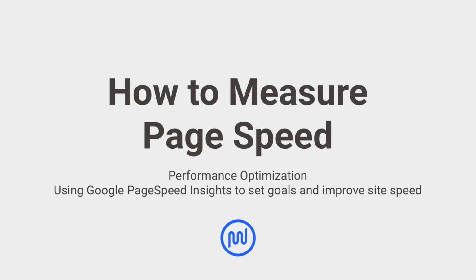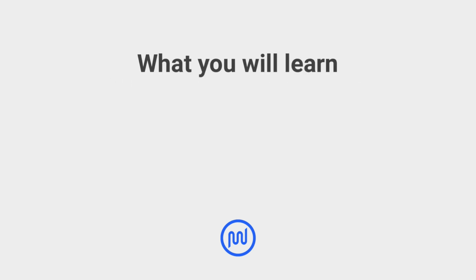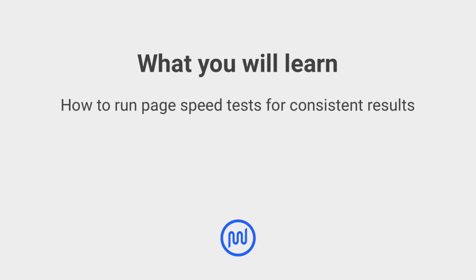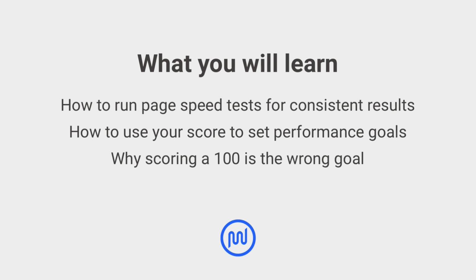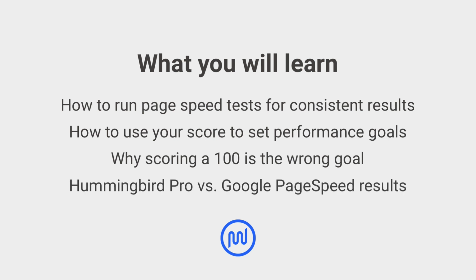PageSpeed tests measure performance and give feedback for setting goals and improving site speed. But each testing tool has different metrics, and even when using the same tool, results fluctuate. In this guide, you'll learn how to get the most consistent results when running a performance test, how to use your score to set performance goals, why scoring a 100 is the wrong goal, and why your Hummingbird Pro and Google PageSpeed results may not be the same.